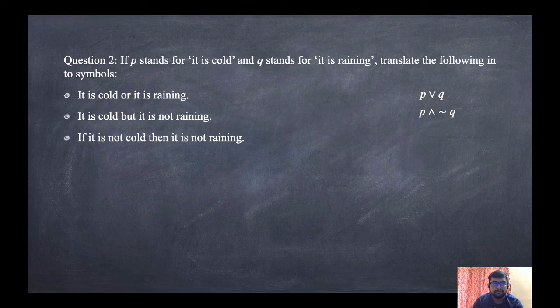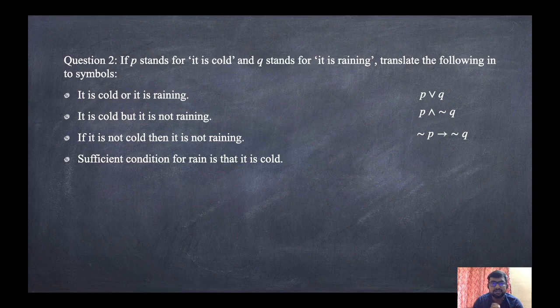Third one, if it is not cold, then it is not raining. We have both negations. So not P will be there, not Q will be there, and if then. So in between these two propositions there will be implies. So not P implies not Q. Easy.